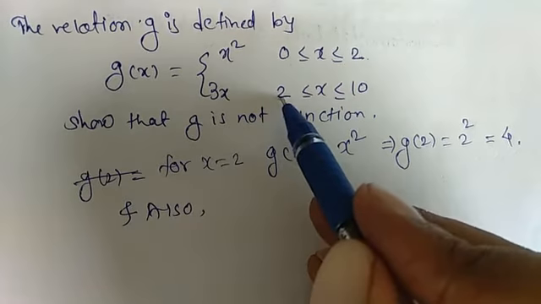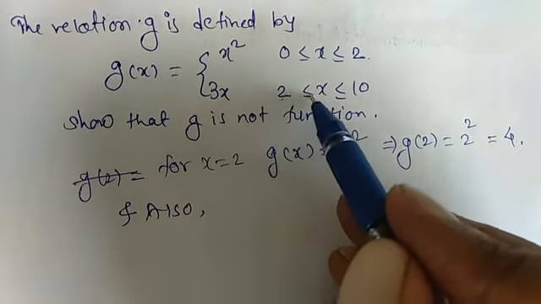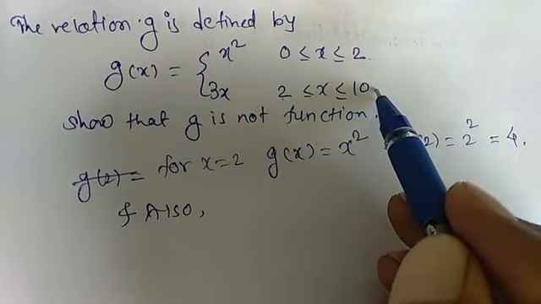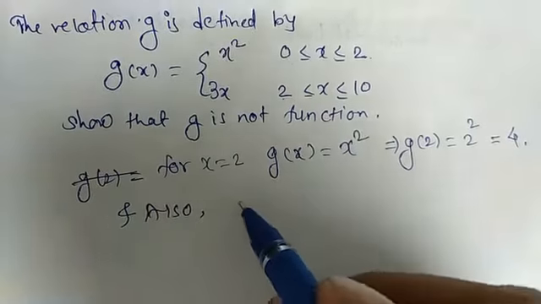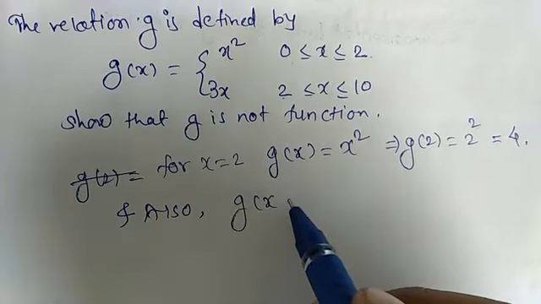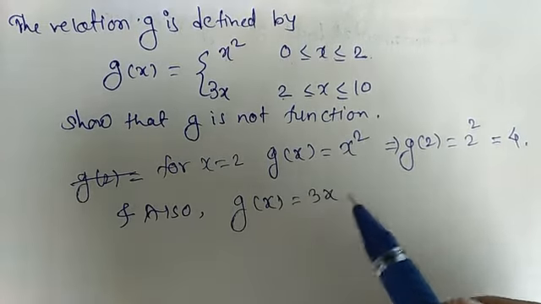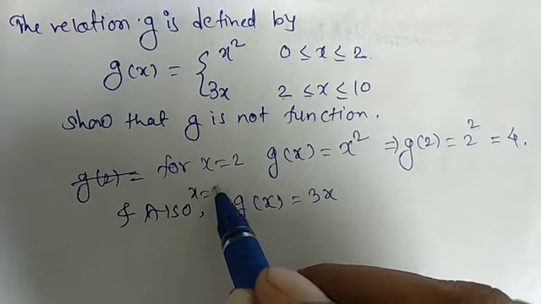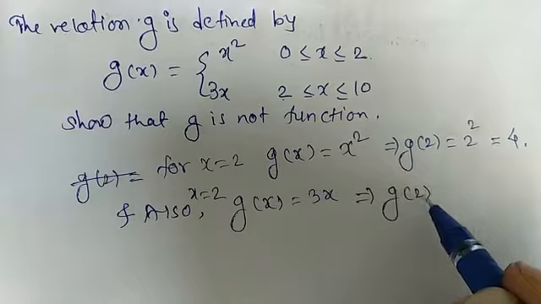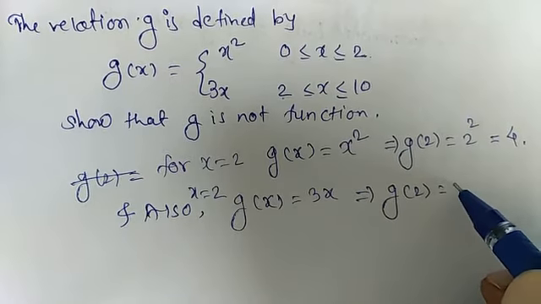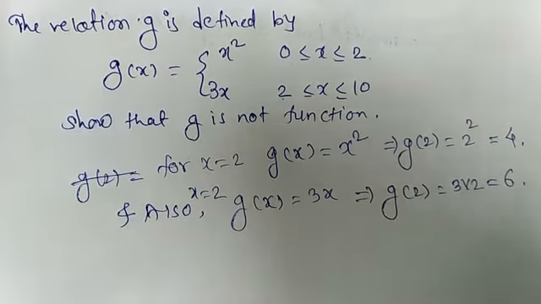here it is also contained in the second interval, 2 less than or equal to x less than 10. So here it is 3x, so g of x is equal to 3x for x equal to 2. It is also g of x is equal to 3x, which implies g of 2 is equal to 3 into 2, which is 6.